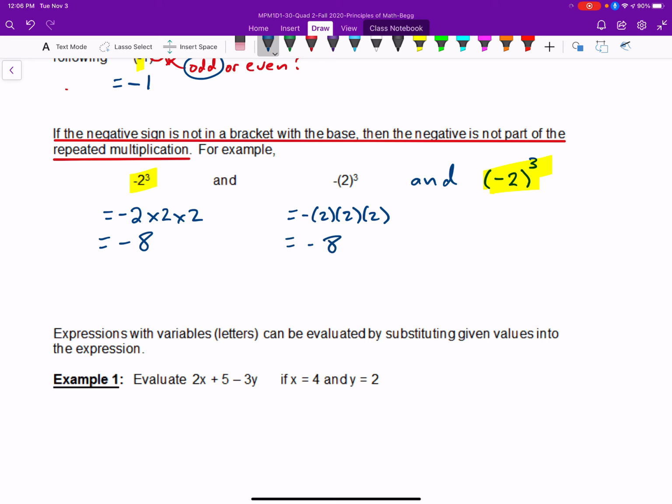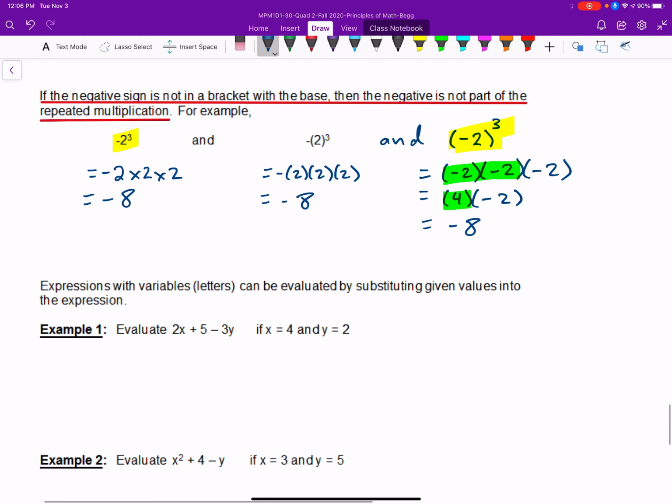Exact same thing. This one means something a bit different. This one means negative 2 times negative 2 times negative 2. Just to break it down into pieces, negative 2 times negative 2 is equal to positive 4. But I still have another negative 2 to multiply by. And so positive 4 times negative 2 gives me negative 8. I got the same answer for all of these, but I got at them a different way.